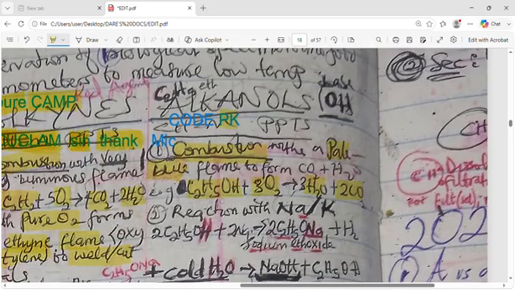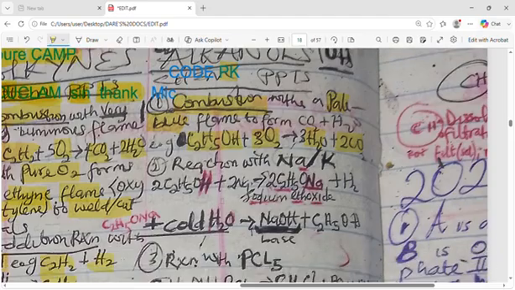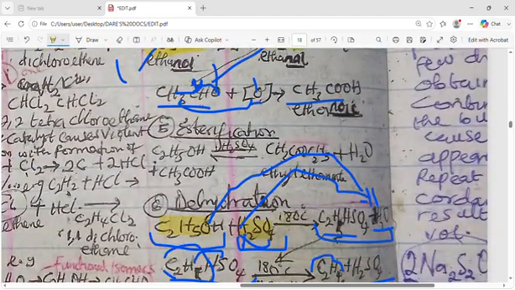Then letter E now is what we call esterification. In esterification reaction, it means we can use our ethanol, which is C2H5OH, add it with ethanoic acid, and that will give us ester and water. So there's a video for that also, this esterification, that's under alkanoic acid.